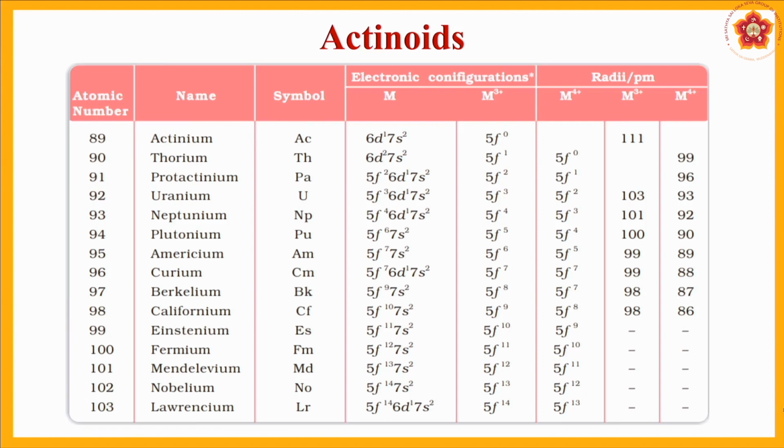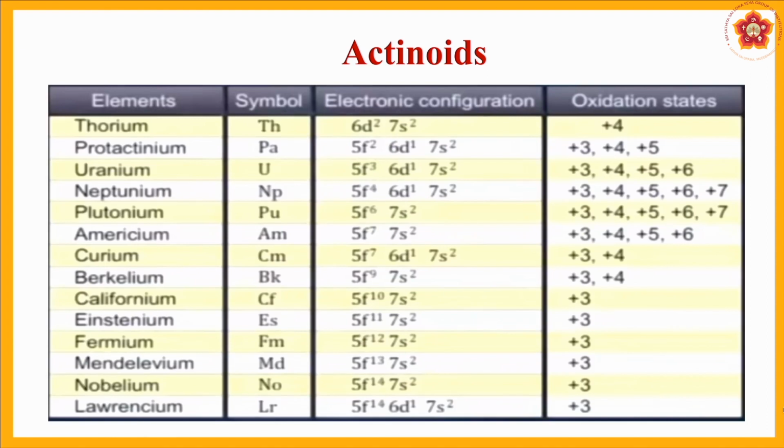highly variable oxidation state. We realize that in lanthanoids it is generally +3, with some cases of +2 and +4. Whereas here, if you see the electronic configurations, there is so much variation, where in some places you see that the 6d orbital is not there at all, and in some places it is there.